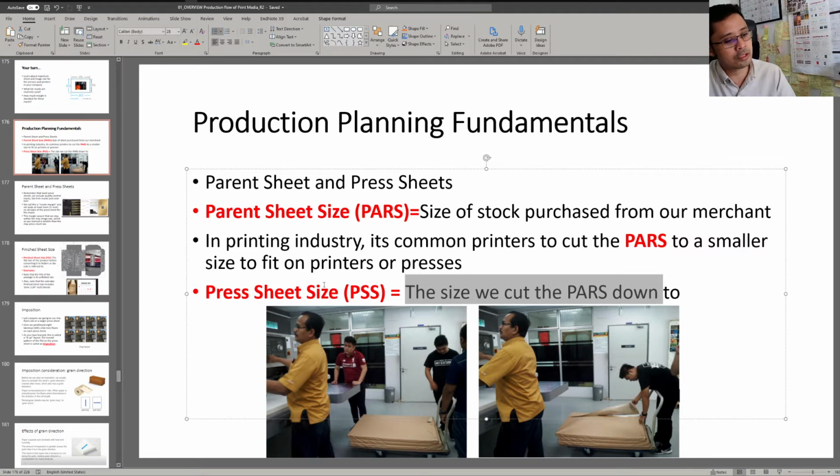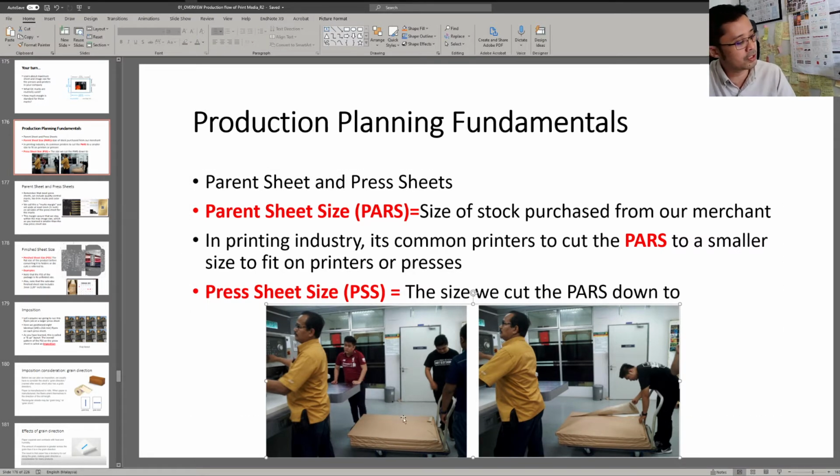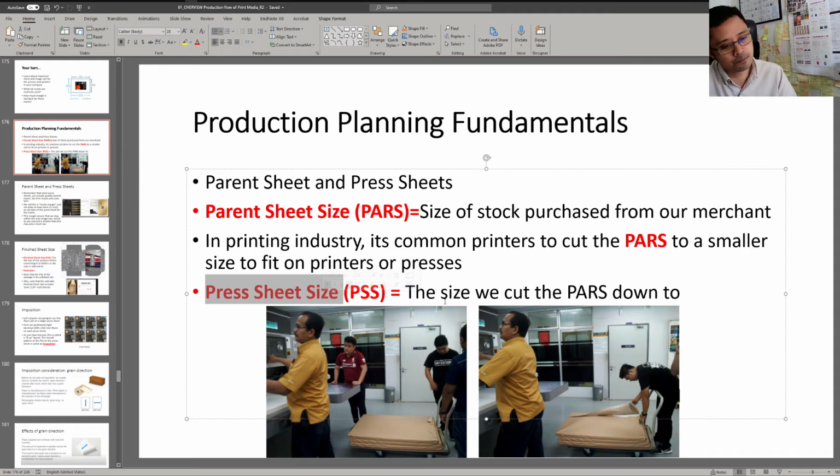Kita potong yang besar. For example, this picture. Ni Cik Bakri kan. So this is the parent sheet size. So we need to cut it down to fit our printer or presses. Jadi size itu kita kenali dengan nama press sheet size. Okay? Boleh?